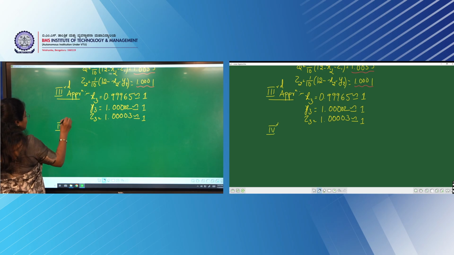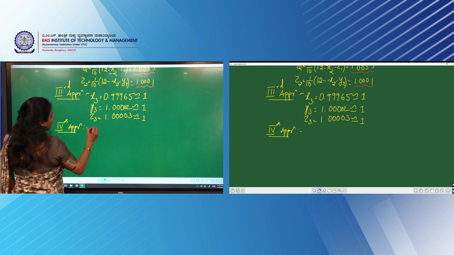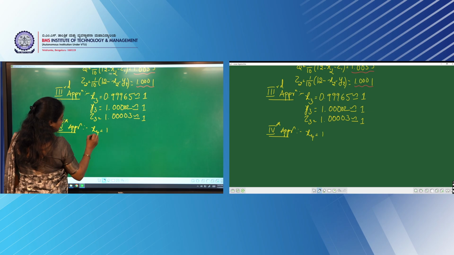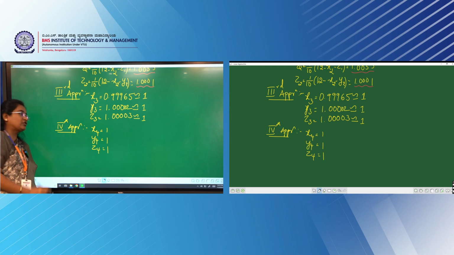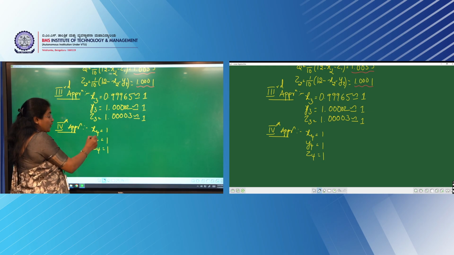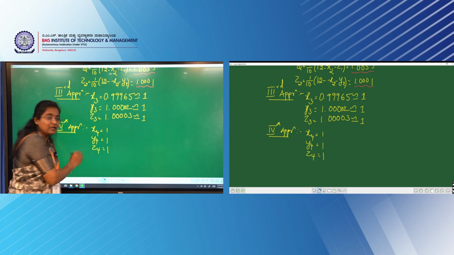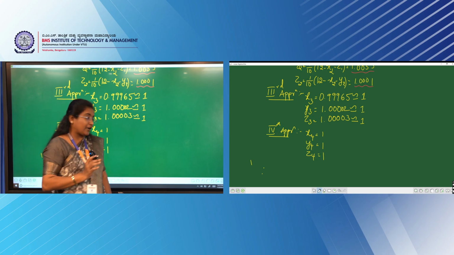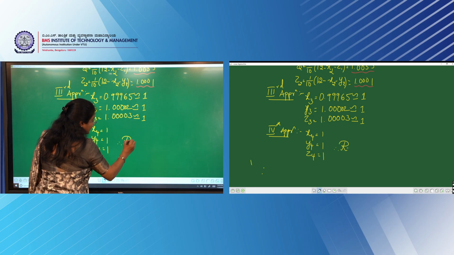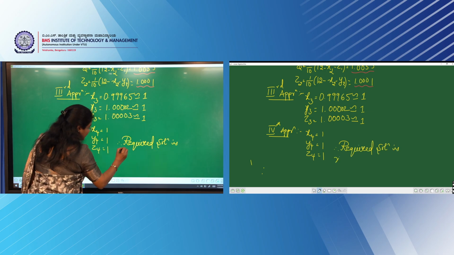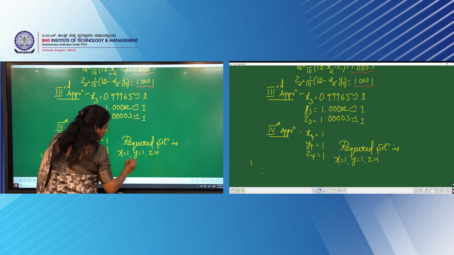So, fourth approximation: x4 is 1, y4 you are getting 1, z4 you are getting 1. Now you have to compare x4, y4, z4 with x3, y3, z3, not with x2, y2, z2. Consecutive values should be equal. So now stop the procedure. Therefore the required solution is x is equal to 1, y is equal to 1, z is equal to 1.